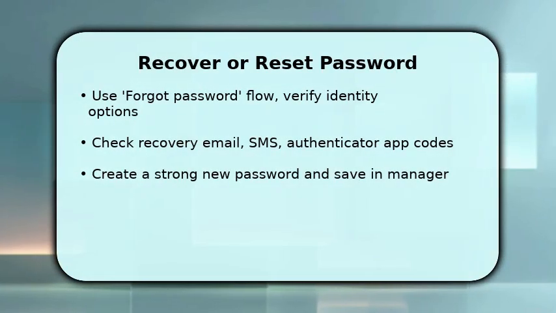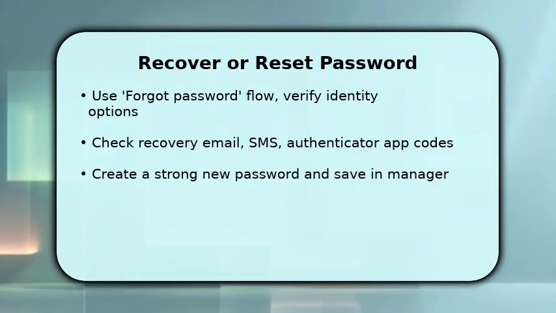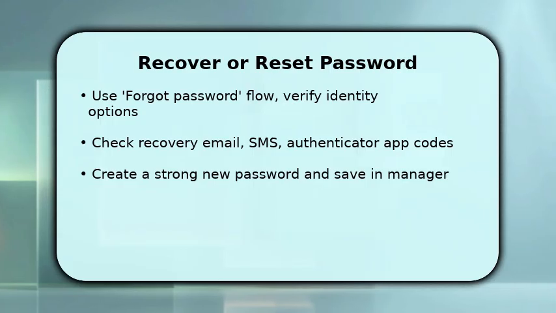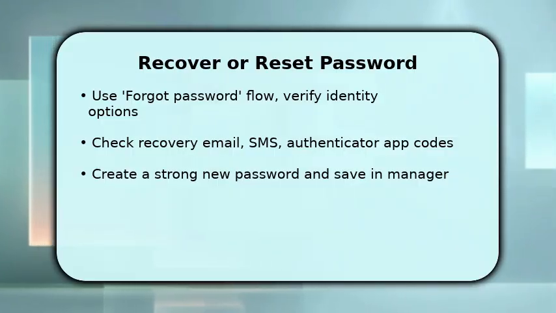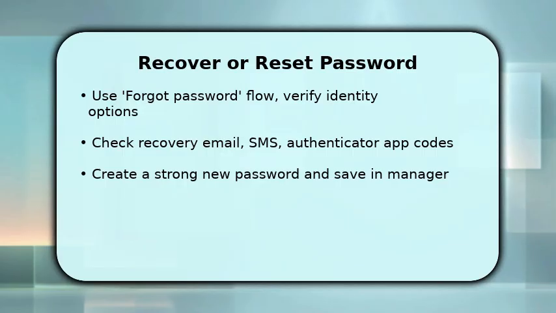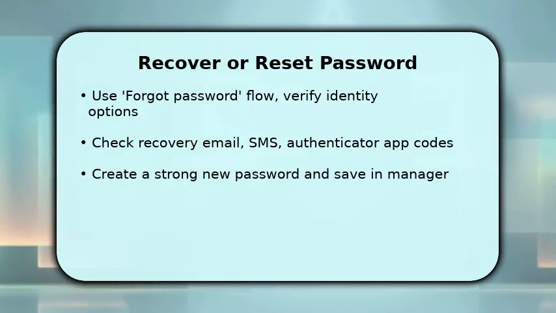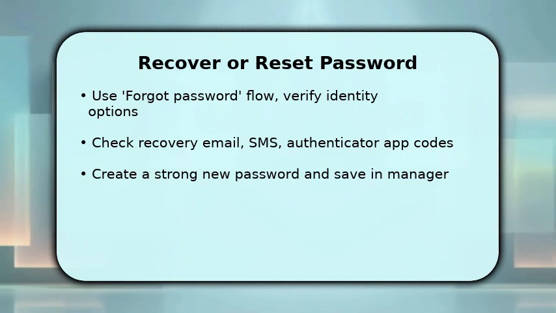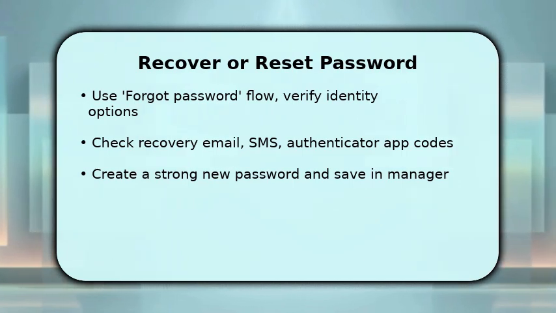If entry checks fail, proceed to recovery to fix the problem and regain access. Use the Forgot Password link, choose a recovery method you can access, and complete identity verification. This prevents repeated lockouts. Check your recovery email, SMS, or authenticator app for codes and enter them promptly because they often expire quickly. After verification, create a strong new password and store it in a password manager so you avoid future mistyped attempts and reduce the chance of the same error happening again.